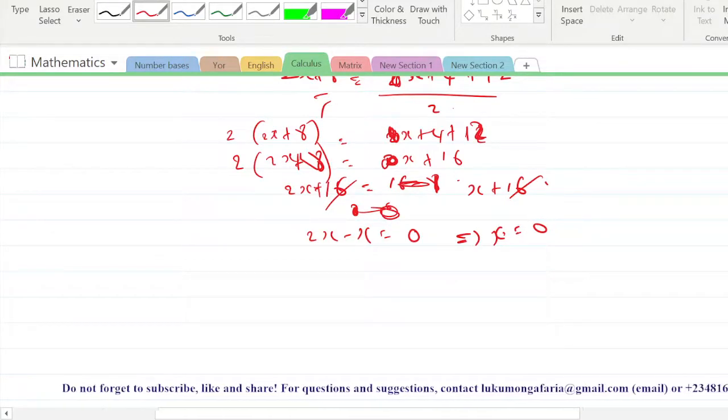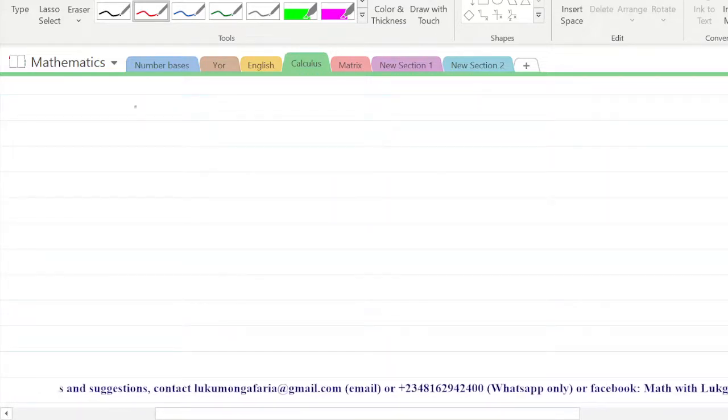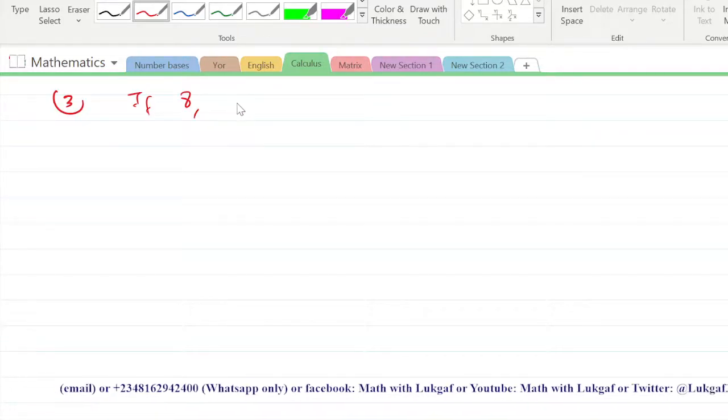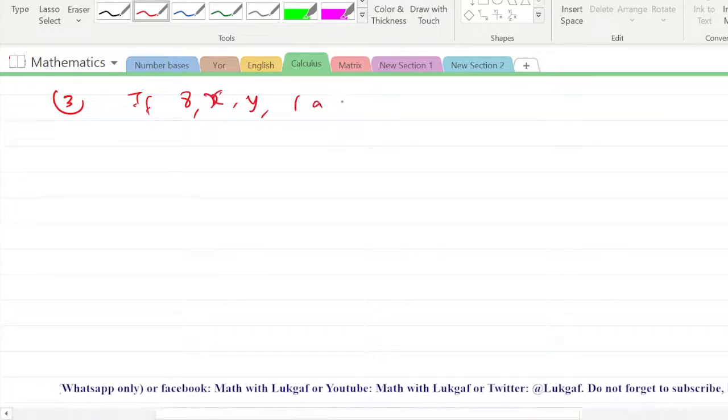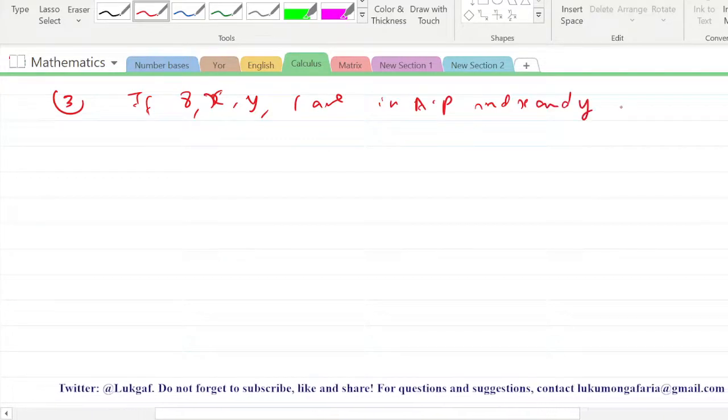Sorry about the marker. It's really disturbing. Number 3: if 8, x, y minus 4 are in AP, find x and y. This is not difficult to do. You can use the principle of arithmetic mean to solve this as well, or you use your common difference to solve it. Whichever you use, you are going to obtain the same answer.